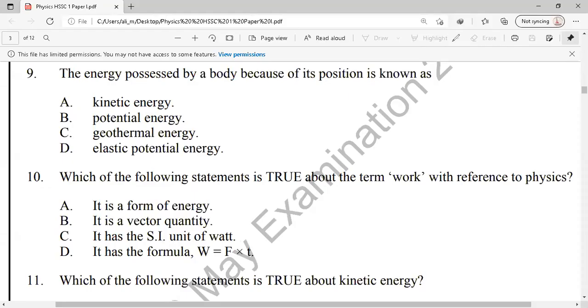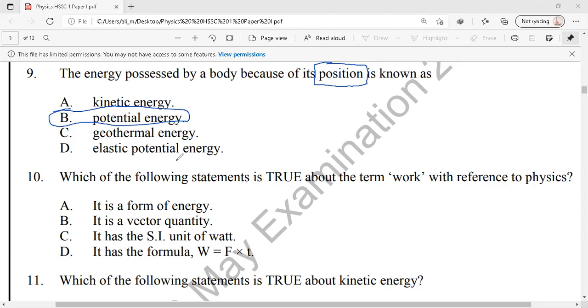Then we have question number 9. The energy possessed by a body due to its position is known as potential energy. So potential energy, or gravitational potential energy, is a type of energy that is possessed by a body due to its particular position. So the correct answer for question number 9 is option B.